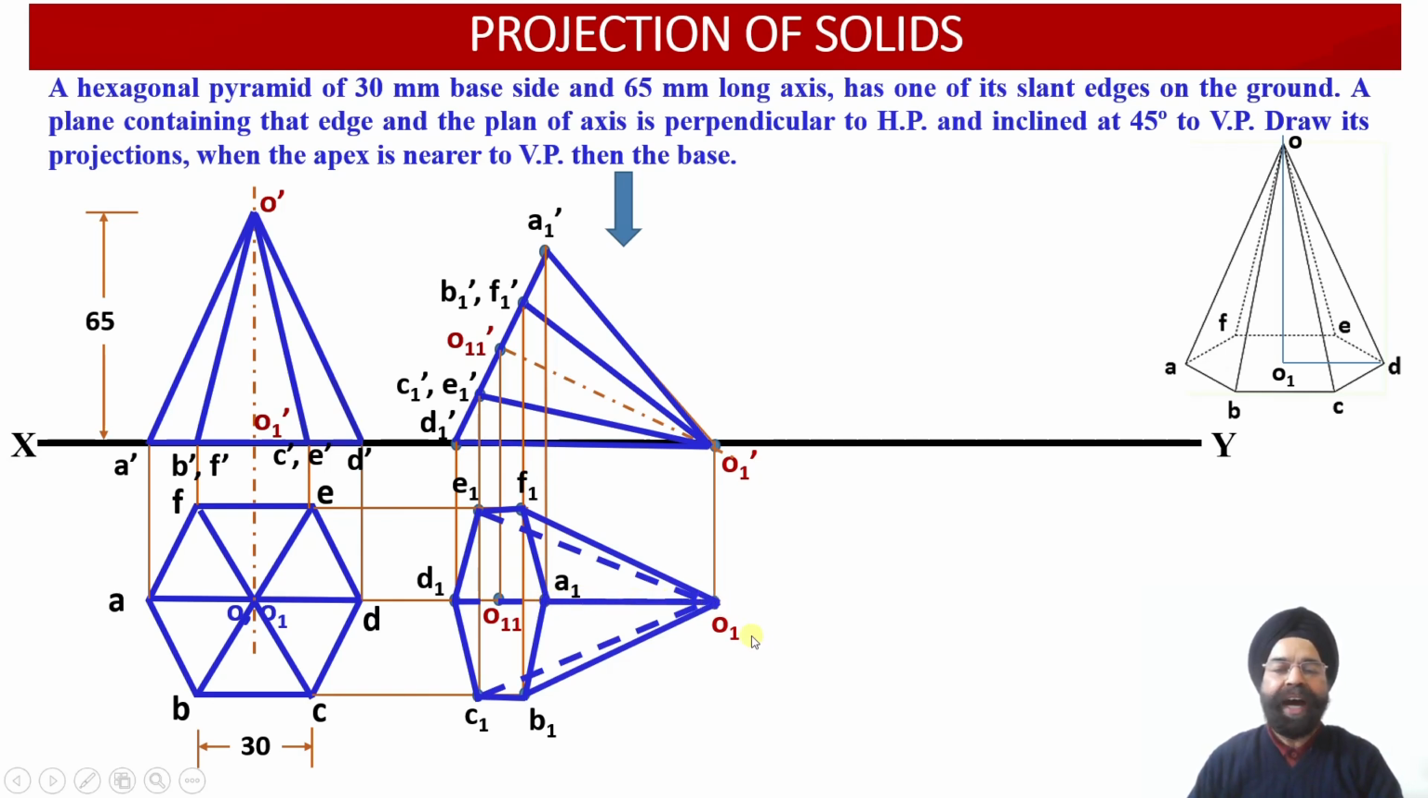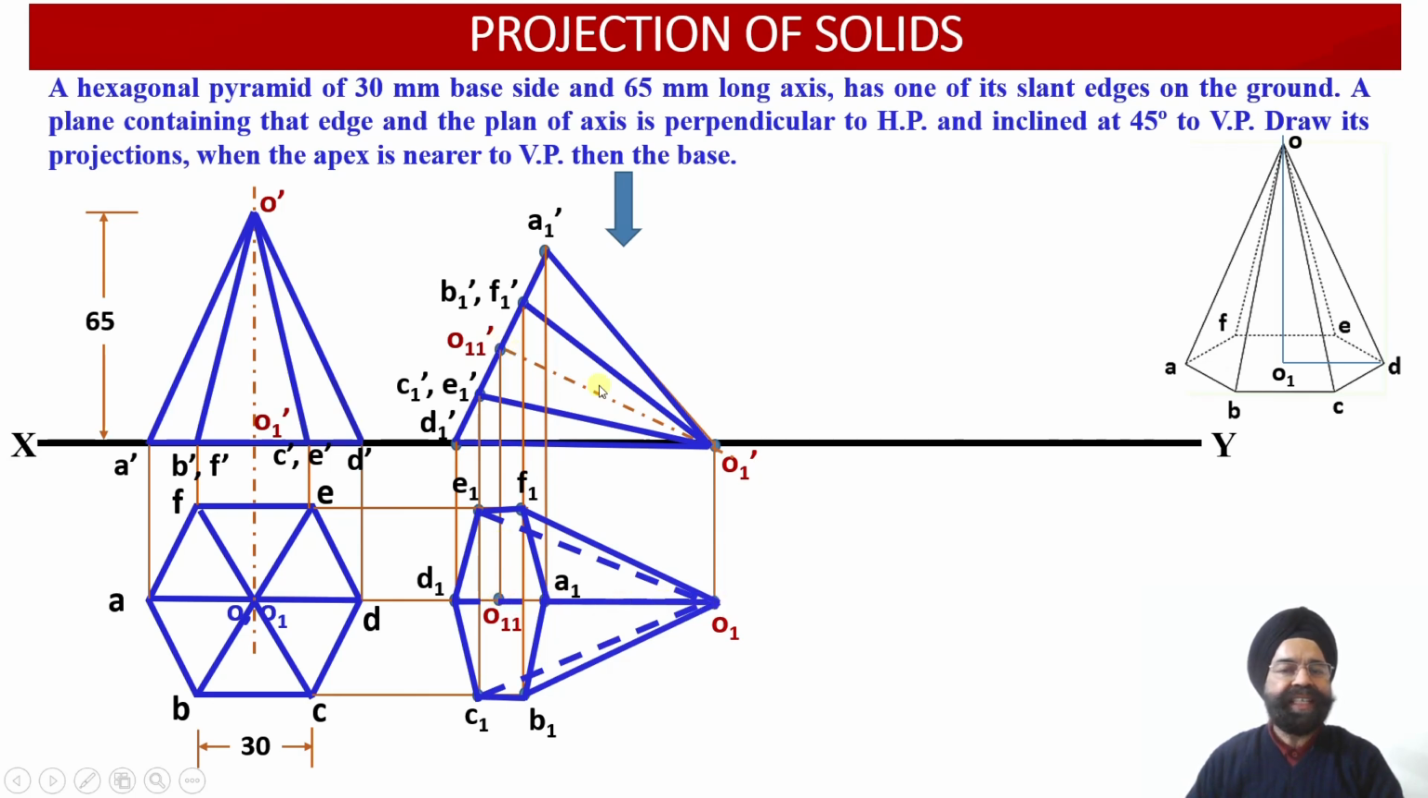This is a plane O1, O11 and D1 over here. So this is the triangular plane we are talking about. We have to visualize that this is a plane O, O1 and D, which over here is represented as O1, O11 and D1. And this is perpendicular to the horizontal plane. That is why its projection on the horizontal plane appears as an edge view over here. Now this plane contains the edge OD and the plan of the axis. You can see this is the plan of the axis.